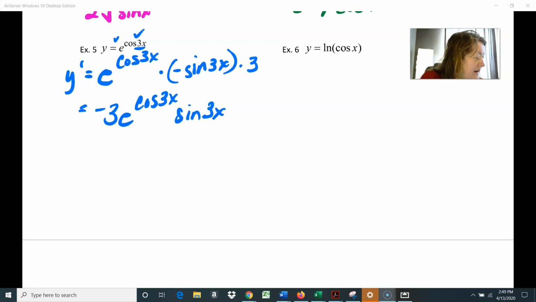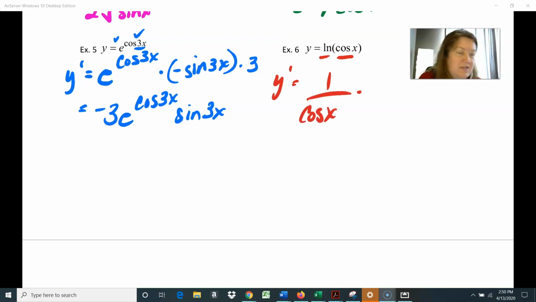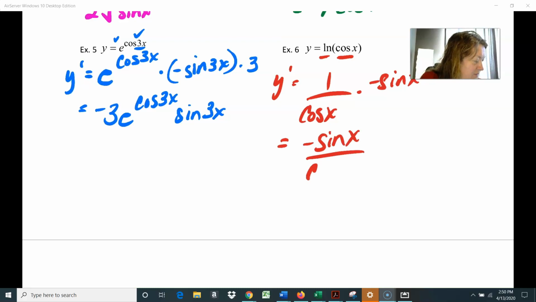All right, our next one is going to be, same deal, we're going to have a chain rule here. We have an ln and then we have a cosine. So this one just has 2 chains to it. So the derivative of an ln is always 1 over the stuff times the derivative of the stuff. So the derivative of the stuff would be sine with a negative sign in front of it. So that would be negative sine of x over cosine of x.